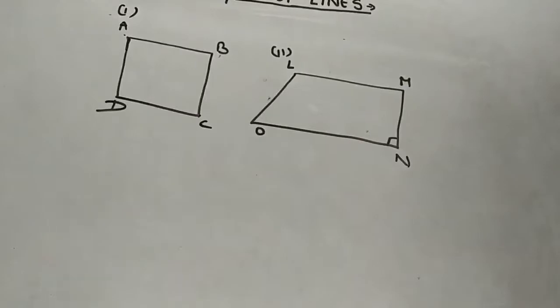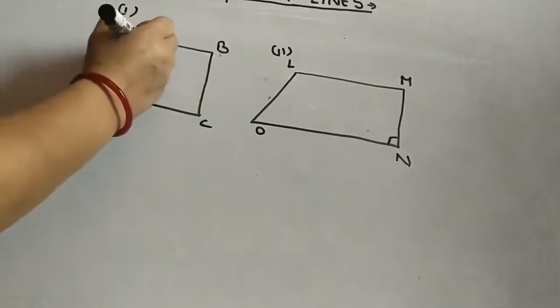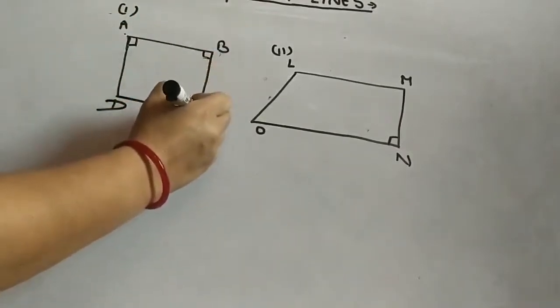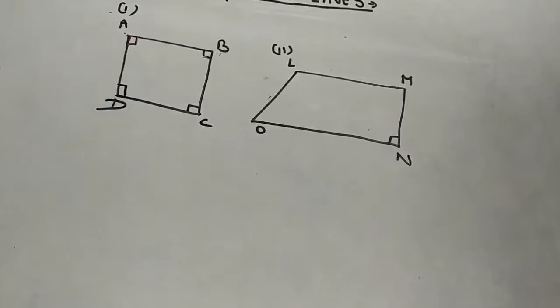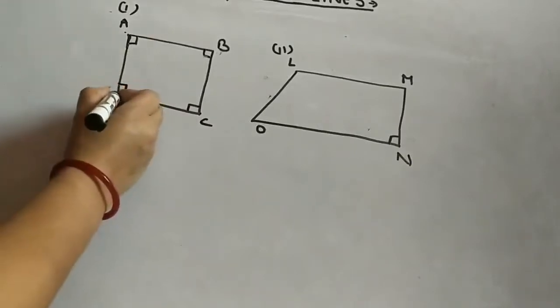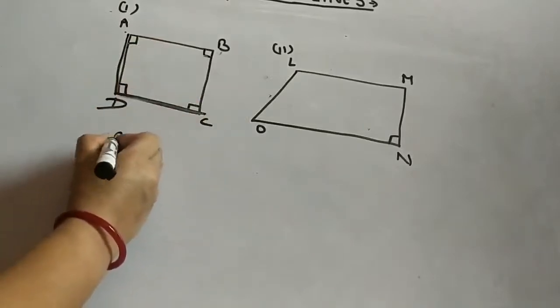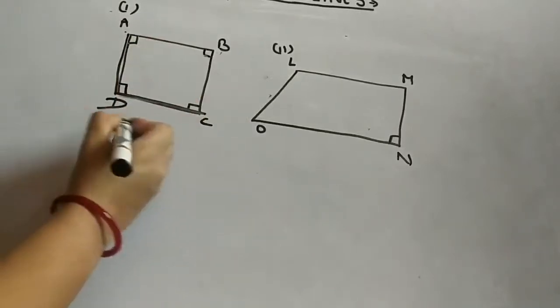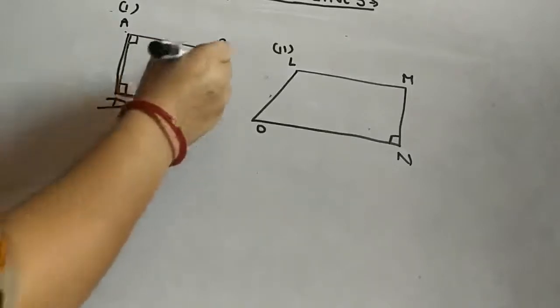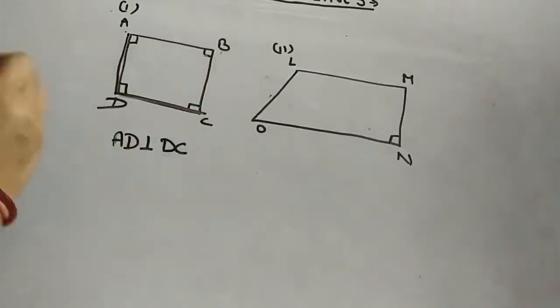We can recognize perpendicular lines in 2D shapes as well. The first shape is a square, and we all know that all the angles of a square are 90 degrees. So we have to identify the perpendicular lines in these shapes. In the first shape, AD is perpendicular to DC, like this. BC is also perpendicular to CD.